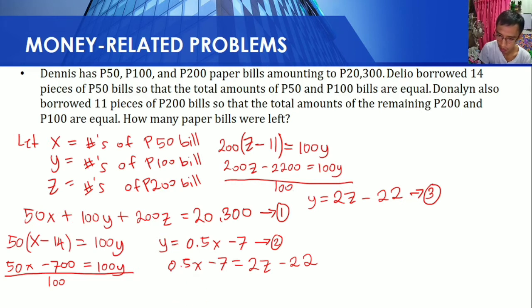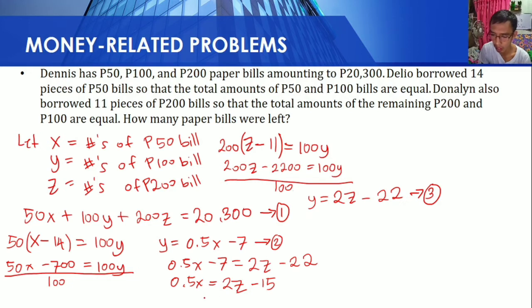So kunin natin yung value ng x dito, so that will be 0.5x minus 7. So ilipat natin sa kabila, so equal to 2z. So minus 7 ilipat sa kabila, magiging positive yan, so minus 22. So negative 22 plus 7, so that will be minus 15. Yan. So 0.5x equal to 2z minus 15.